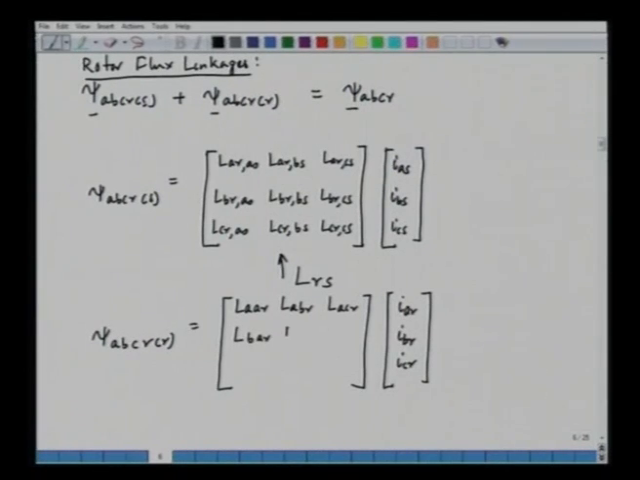LBAR, LBBR, LBCR, LCAR, LCBR, LCCR. Now, this matrix is the self inductance of the rotor. So, as we have LSS, we can call this LRR, the inductance of the rotor with respect to itself. Now, we can evaluate this LRR and also LRS as we have done in the case of the stator. Similarly, we can evaluate this inductance for the rotor.